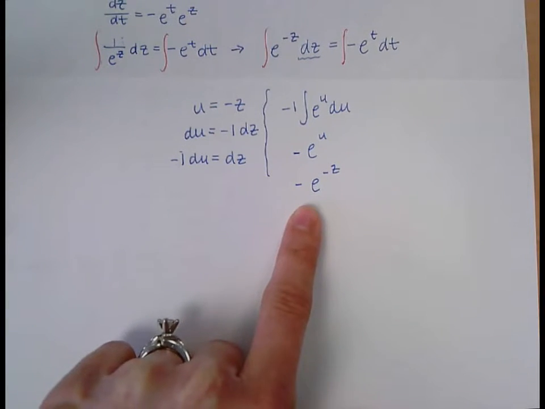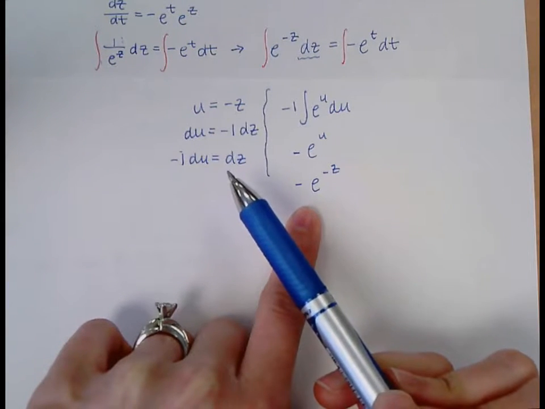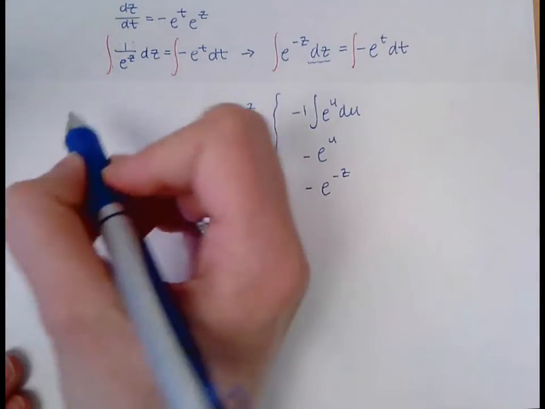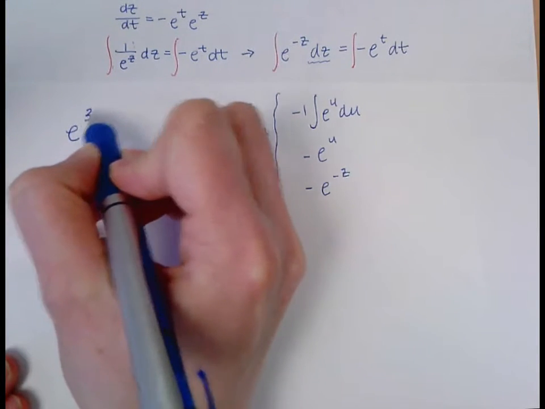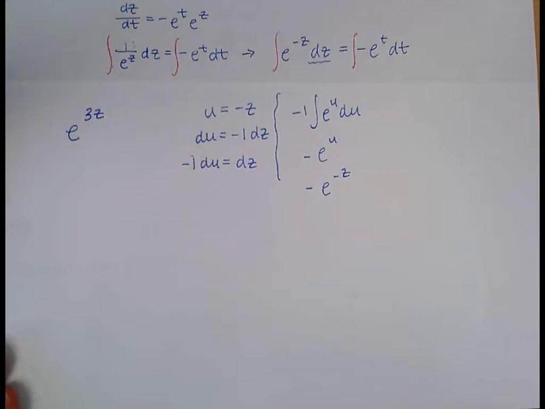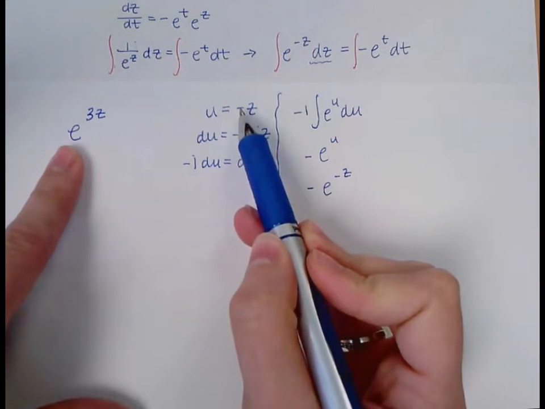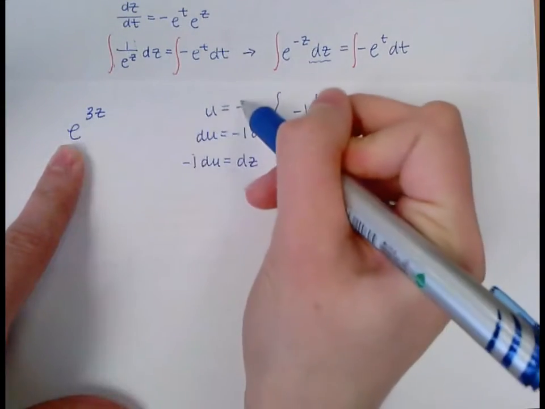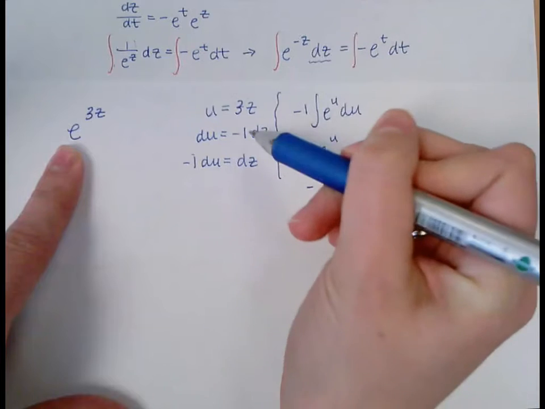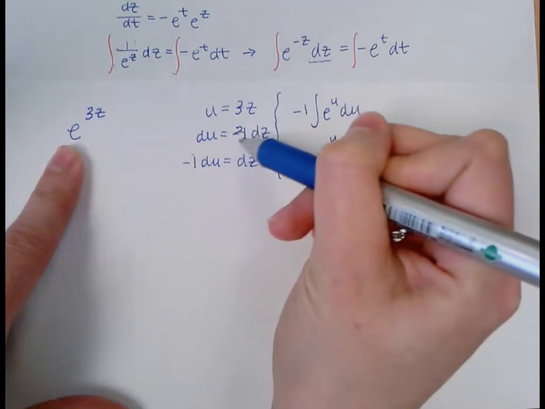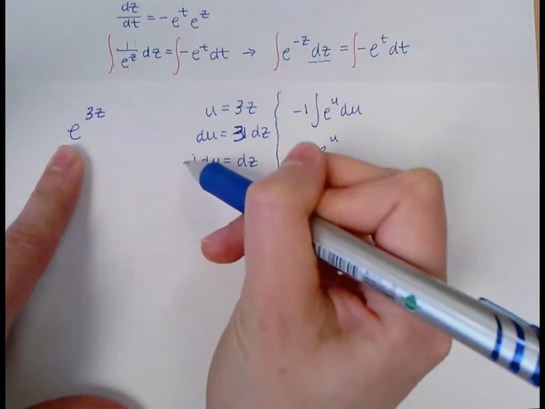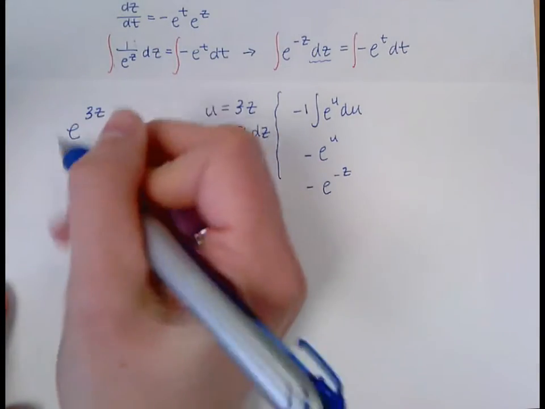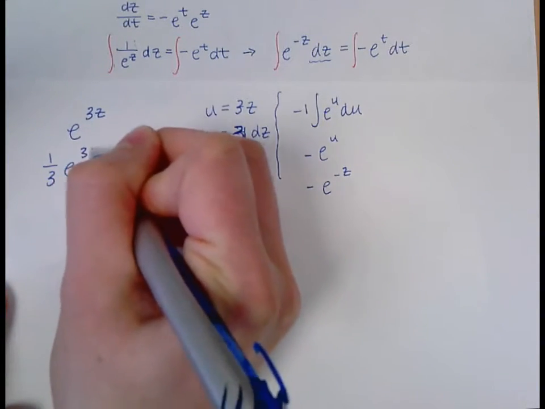So what I want to show you as a shortcut, because you wouldn't necessarily need to use substitution every time, is when you have a coefficient in front of that variable, like say I had e to the 3z instead of the negative z. That means by substitution, this would be a 3, meaning this would be a 1/3. So in general, the antiderivative of something like this would be 1/3 e to the 3z.